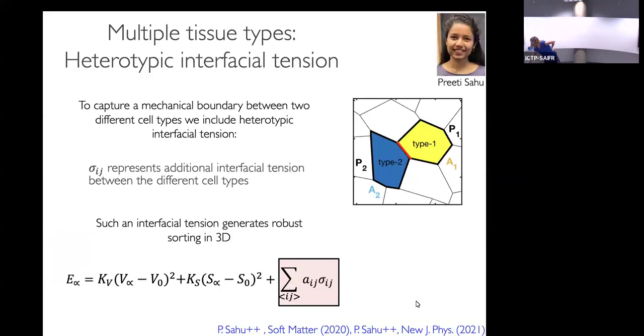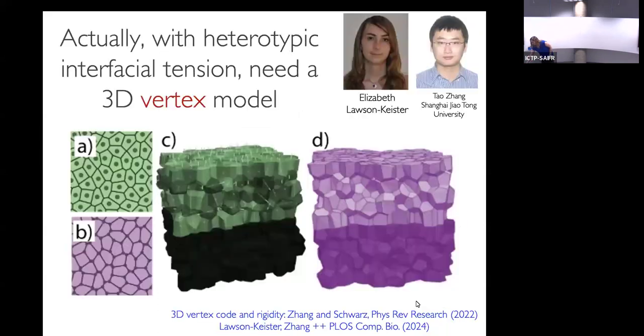Okay, the second ingredient that we need is that now we have multiple tissue types. So just like we heard from the talk from Emmanuel this morning, if I have multiple tissue types, I can segregate them by having differences in their properties. And it turns out that for lots of good experimental and theoretical reasons, the easiest way to have 2 different tissue types is to put a heterotypic interfacial tension between them, which is what you said was the key ingredient this morning also in simulations. So it's pretty standard. So you just got to put that here. And this was the work of the fantastic Preeti Sahu of my group, who wrote a couple papers on that and how that works. This is a 3D simulation.